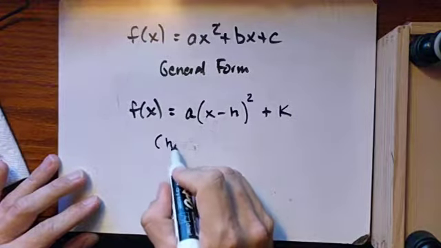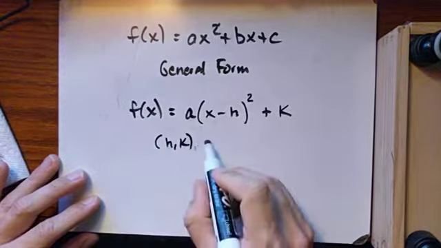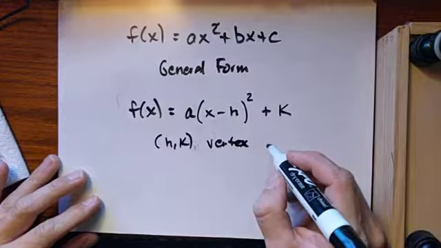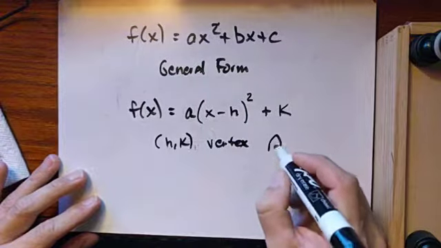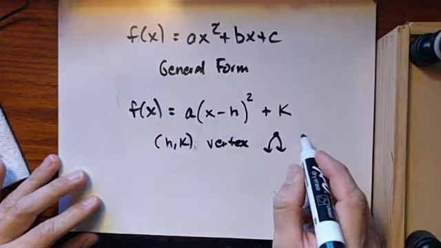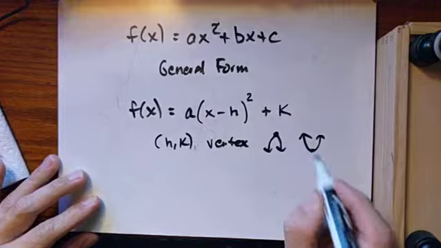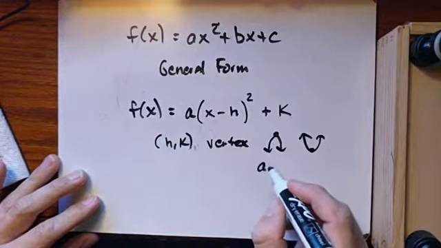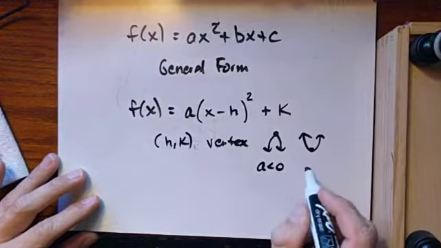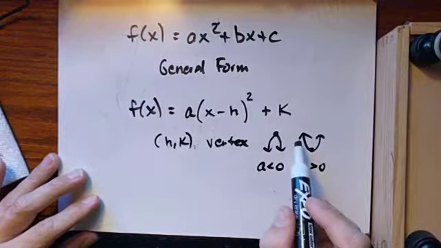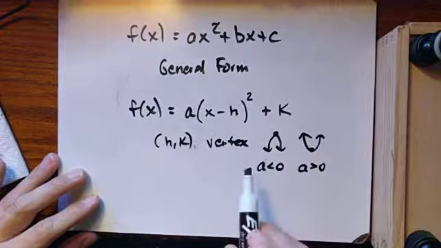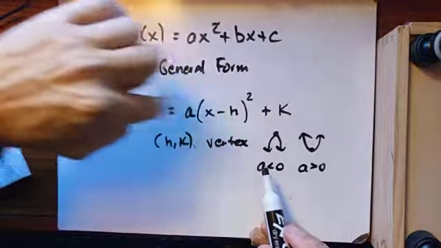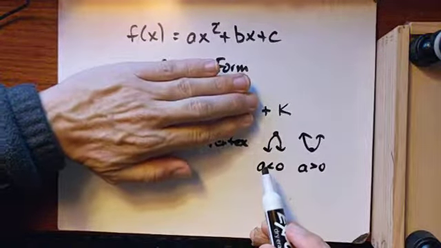And here, the important thing is that the h and the k are the coordinates of the vertex. Now the vertex is either a maximum point if the parabola is pointing down, or a minimum point if the parabola is pointing up, right? So why would it be pointing down? Well, this is what happens when a is negative, and this is what happens when a is positive. When a is 0, you get a horizontal line, y equals k, because 0 times anything is 0, so the entire first part would drop out.